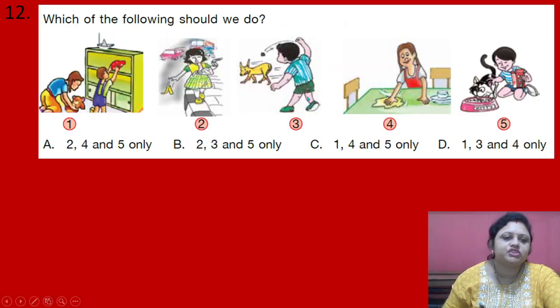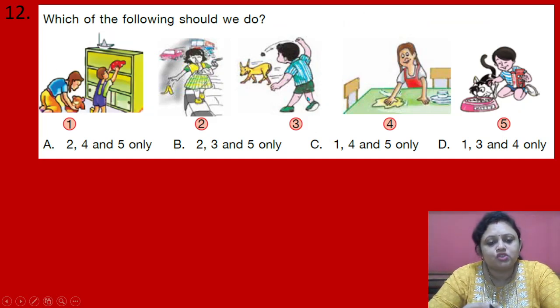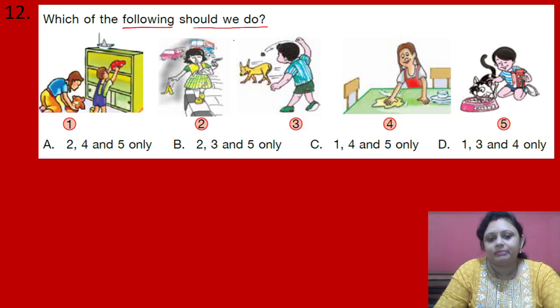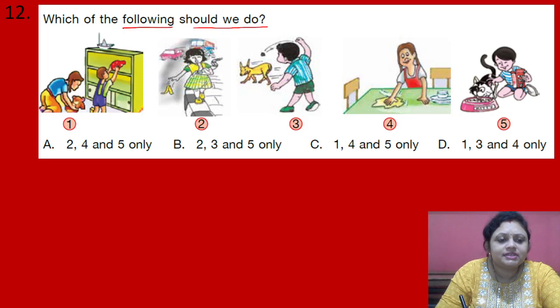Coming to the next question, which of the following should we do? So there are many options. We have to find out what we should do. In option A, 2, 4 and 5 only. B, 2, 3 and 5 only. C, 1, 4 and 5 only. D, 1, 3 and 4 only.